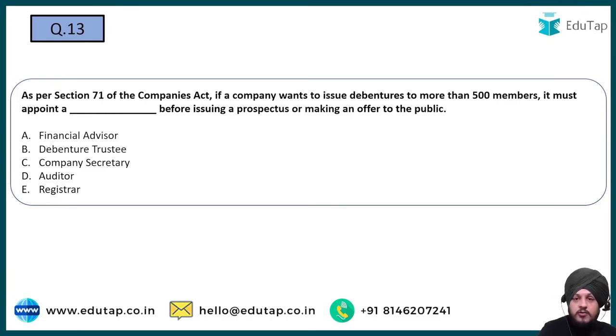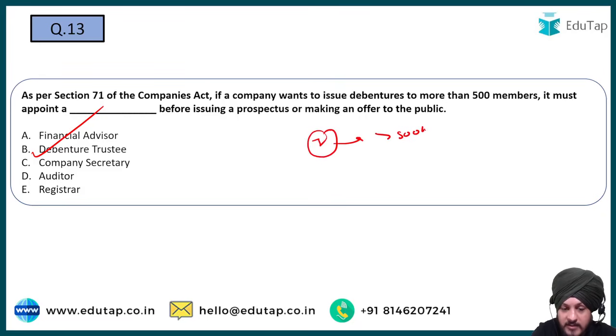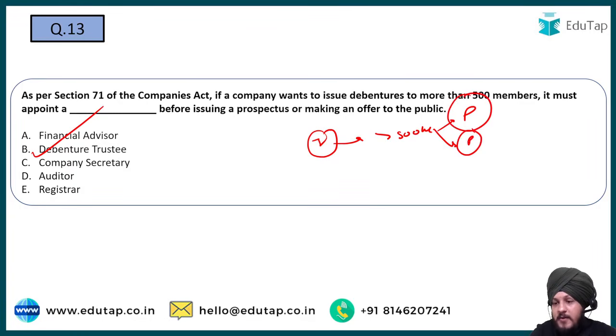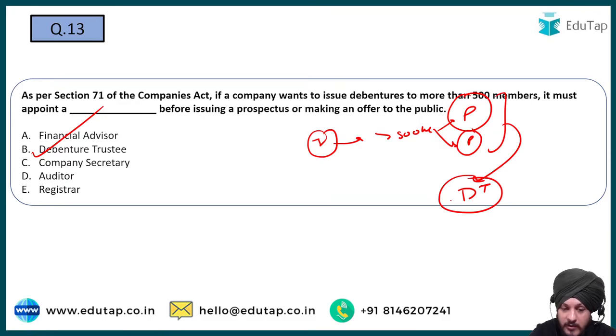So the correct answer to this question is going to be what? It is going to be the debenture trustee, because when a company is issuing debentures to more than 500 members, it can be either through the prospectus or it can be an offer to the public, right? So in that scenario, it is mandatory for the company to appoint a debenture trustee as a part of it. And what is going to be the role of the debenture trustee? It is going to work in a totally unbiased manner, so that the interest of the debenture holders can be secured and protected.